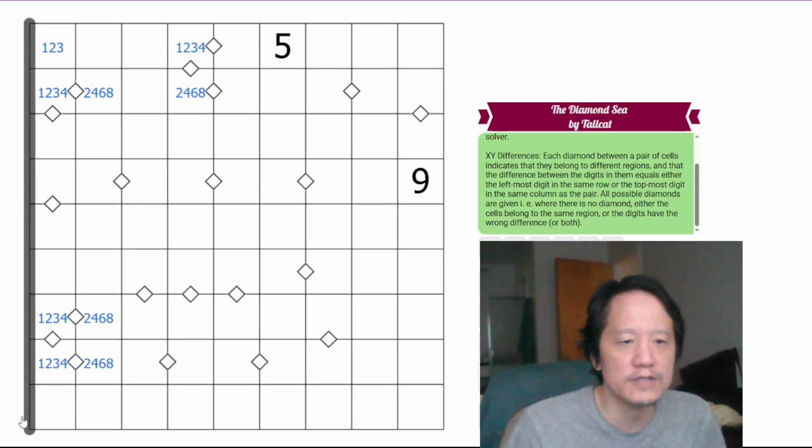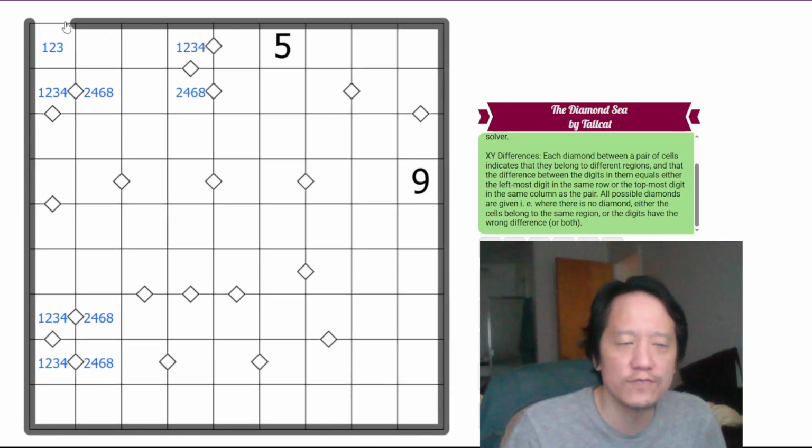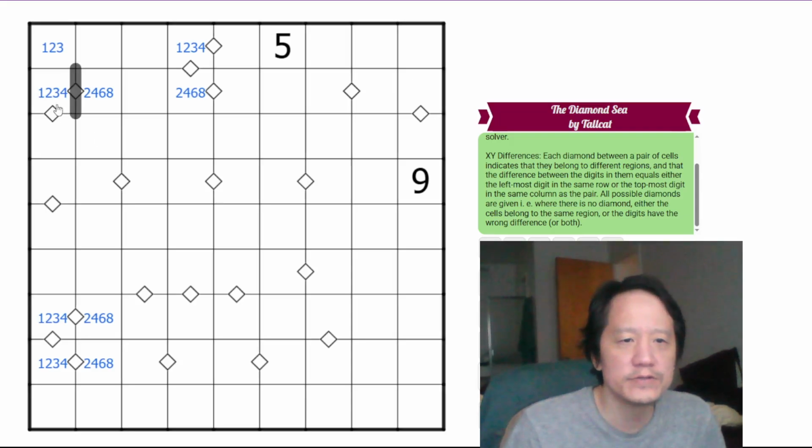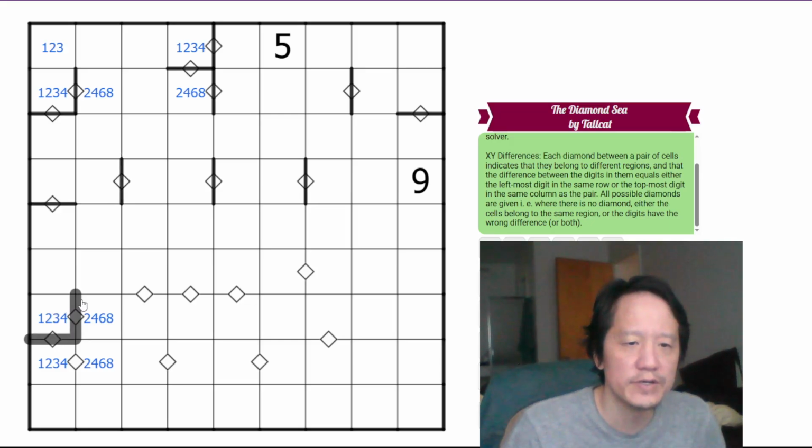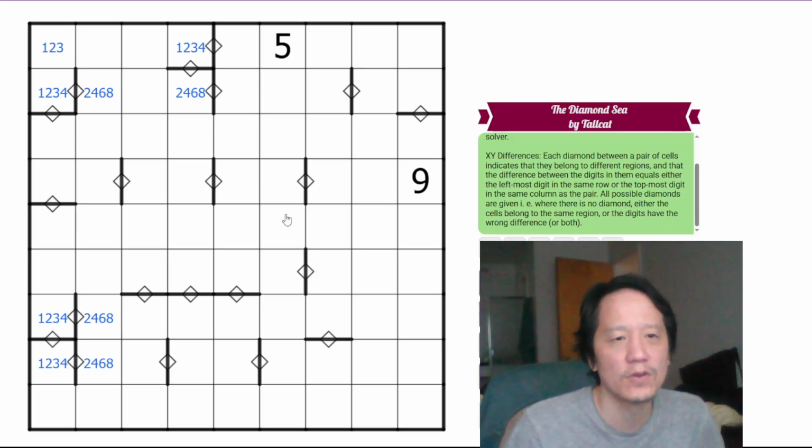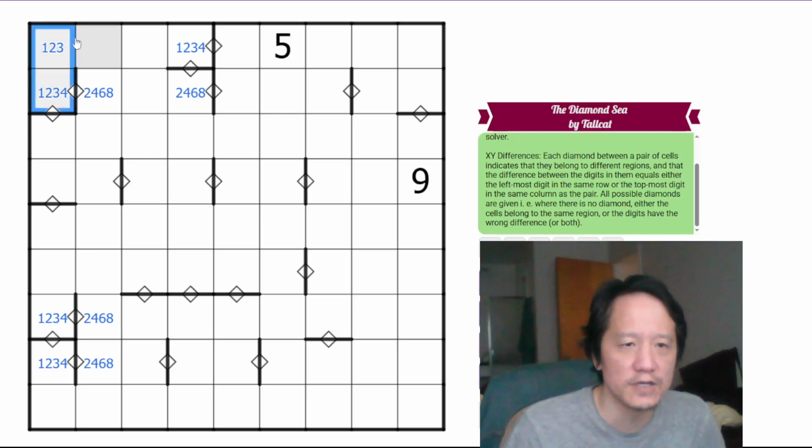So obviously the entire edge forms a boundary. These are boundaries. This is a boundary. Boundary here, here, and here. Boundary here, boundary here. Boundary here, here, and here. So this must be the same region, because otherwise this can't go anywhere. So this must go that way. This is then a different region than this.